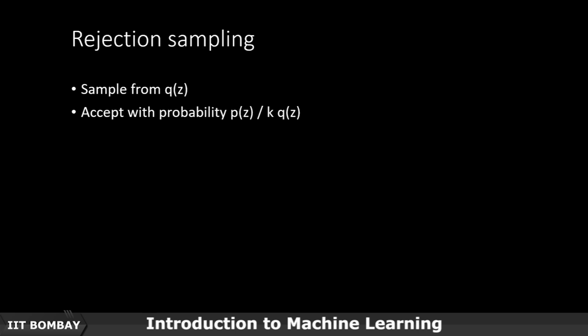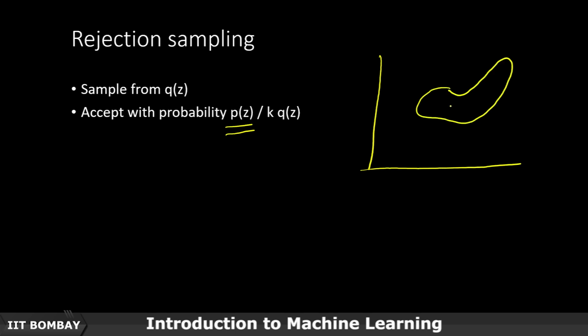So the first way to sample from a particular distribution is rejection sampling, and here we assume that computing P of z or P of x is easy. What that means is, let's say I have a distribution, and let's say the distribution is some complicated distribution, such that given any point z, so let's say this is z1 and this is z2.